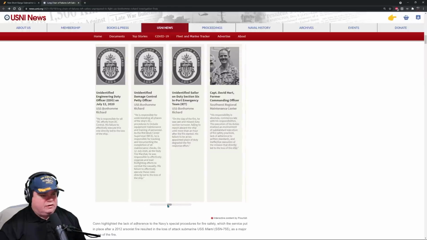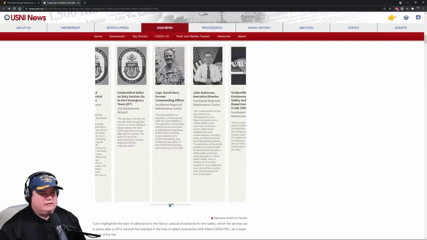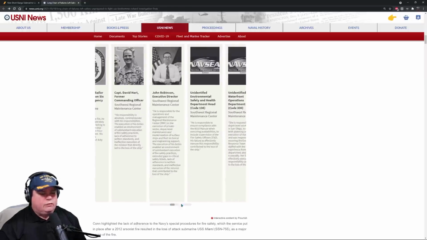I want to get to the shock. Of course, they're going to implicate all of these people that were on board the ship at the time. But now look at this. Look at who else we're implicating. As far as I know, this is the first time I've seen this happen. Keep in mind, I worked for NAVSEA over the past year and a half, and I've never heard of this. But that's how seriously they're taking this.